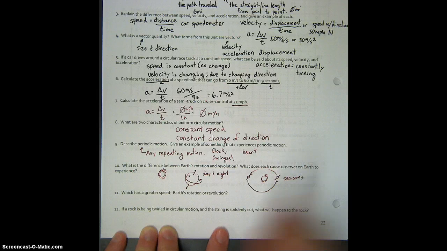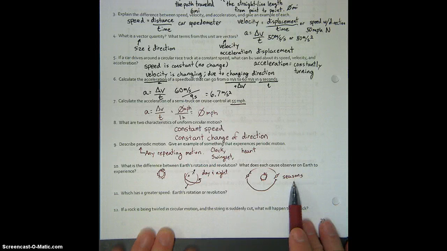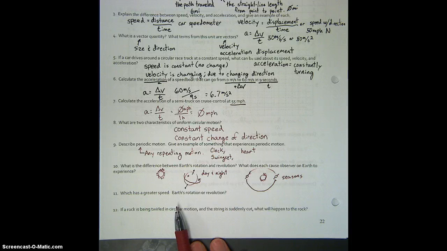So the difference between rotation and revolution, and what do they each cause the observer on Earth to experience? We experience day and night because of rotation, and seasons because of revolution. Which one has a greater speed, Earth's rotation or revolution? This one happens more frequently.